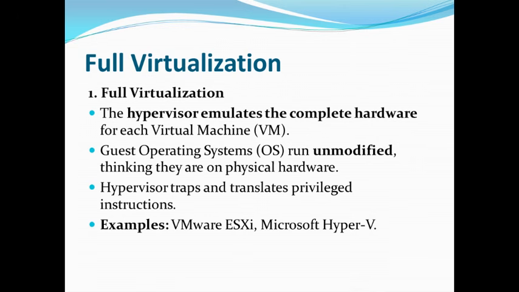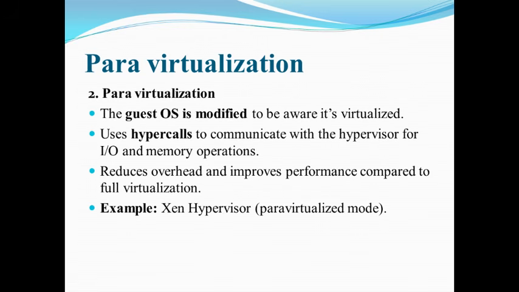Full virtualization mechanism. In the full virtualization mechanism, the hypervisor simulates the complete hardware so that an unmodified guest OS can run. Privileged instructions from the OS are trapped and emulated by the hypervisor. This method ensures strong isolation and compatibility with all OSs. However, it may have performance overhead. Examples: VMware ESXi and Microsoft Hyper-V.